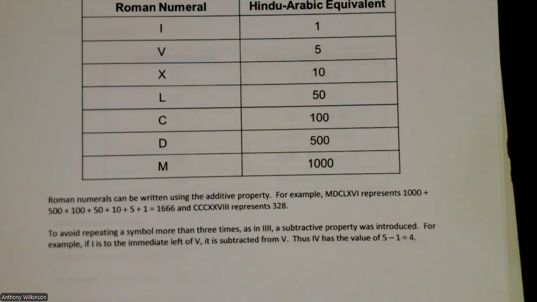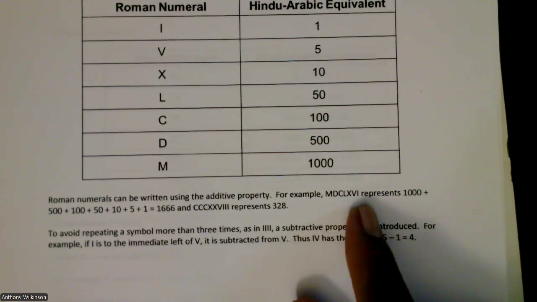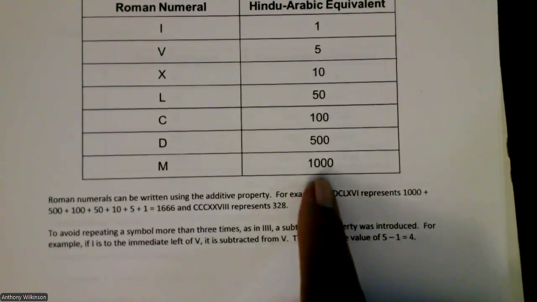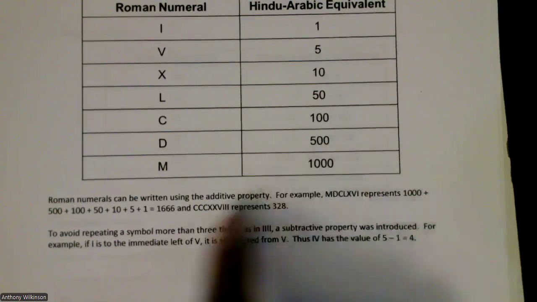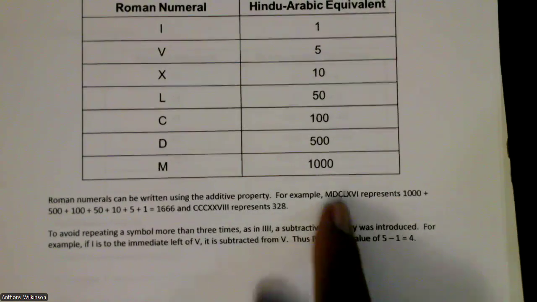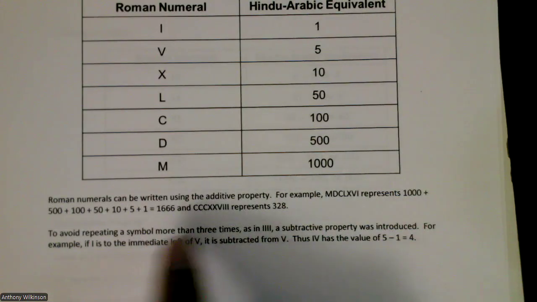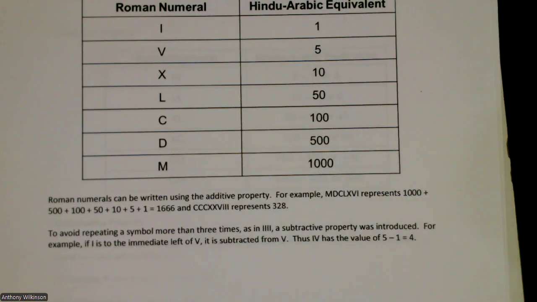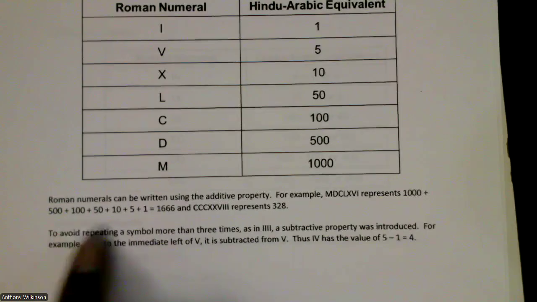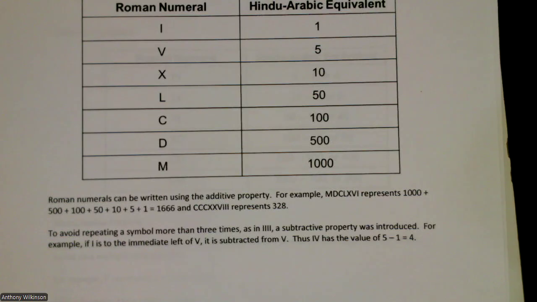Okay, so here we can use Roman numerals, and they can be written using the additive property. So for example, if I have MDCLXVI, that represents this. The M is 1,000, the D represents 500, the C represents 100, the L represents 50, X represents 10, V represents a 5, and the I represents 1. So if I add those numbers together, you'll get 1,666.